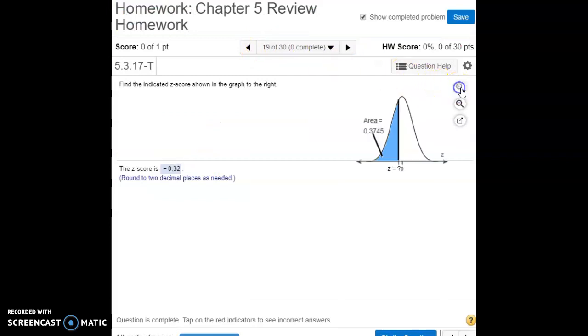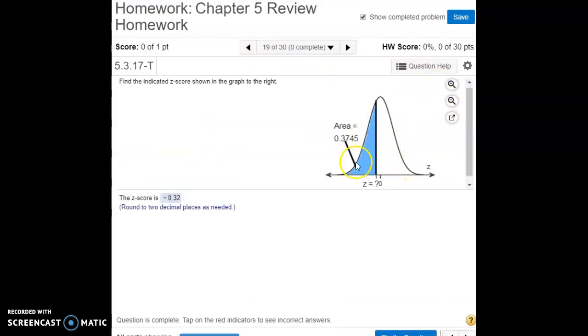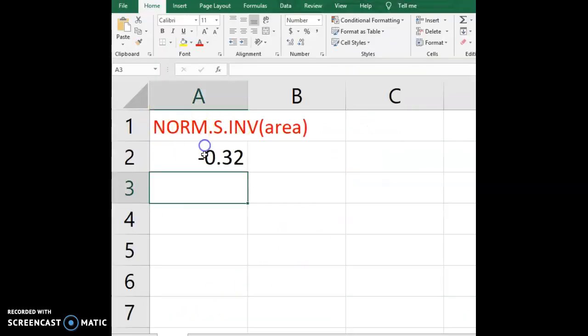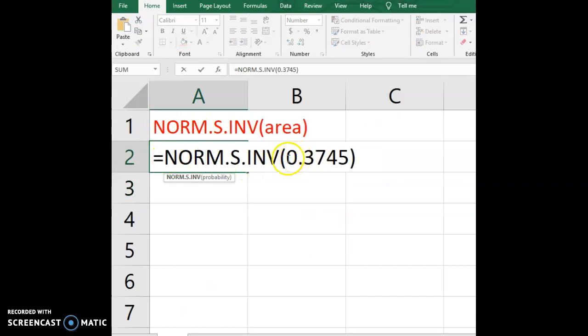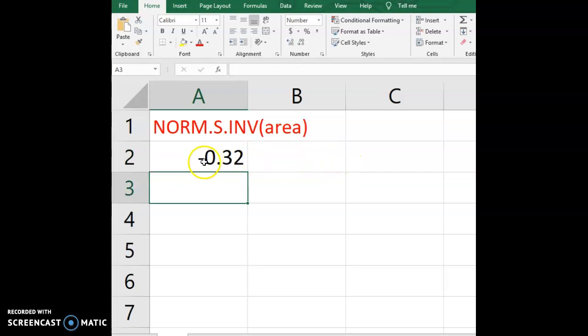19 is similar to the previous problems, but we have a picture here. It's showing us that the area shaded in of our normal distribution is 0.3745, and we want to find the z-score corresponding to that amount of area to the left of the given z-score. In Excel, equals norm.s.inv, type in the amount of area we're looking for, and you'll get the corresponding z-score.